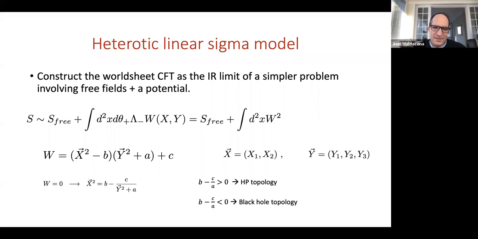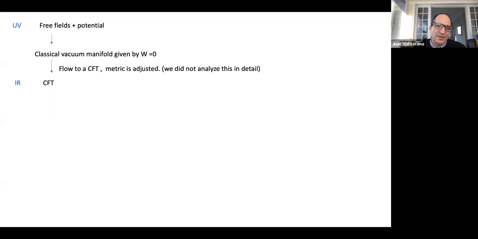And the idea is that as we vary the parameters, the classical vacuum manifold is either similar to one or the other. So the philosophy here is that we start in the UV with free fields plus some potential. At some intermediate stage in the renormalization group flow, we go to a classical vacuum manifold given by W equal to zero. And that four-dimensional space does not obey Einstein's equations. So in principle, it should flow to a CFT. The metric should be adjusted, and we do not analyze this in detail, but that in the infrared should give you some CFT. Sorry, Juan, I didn't follow that.